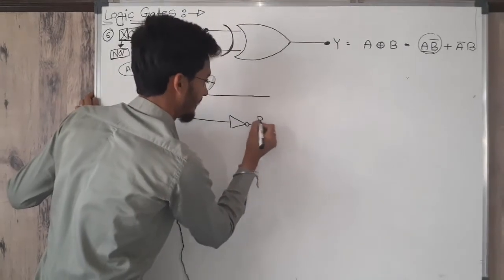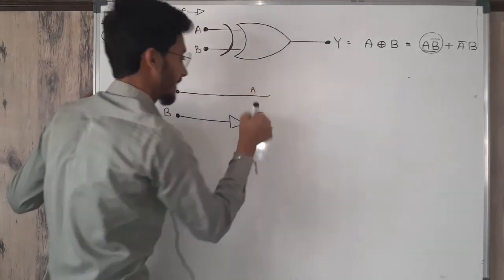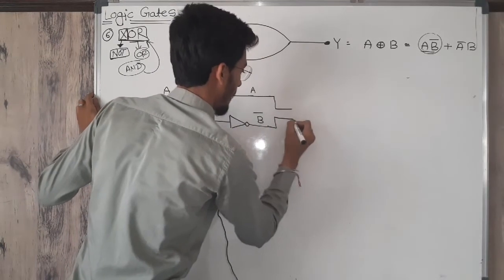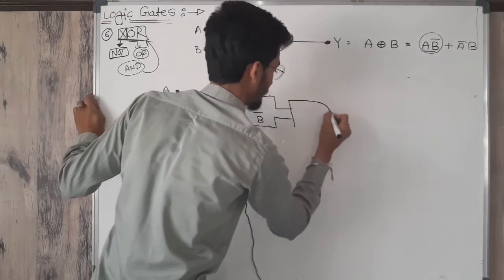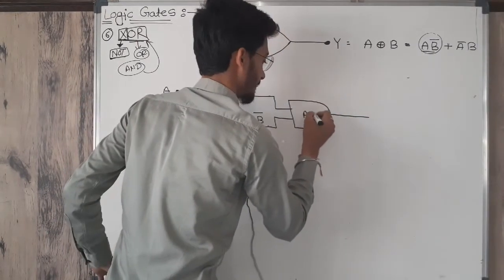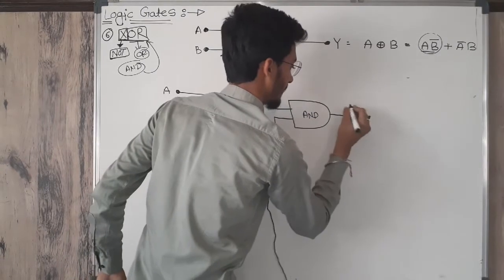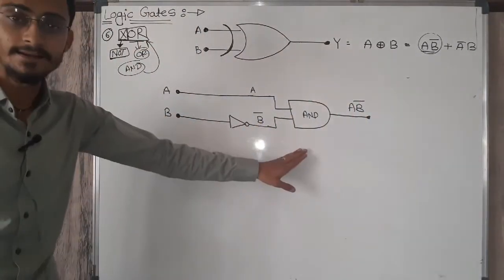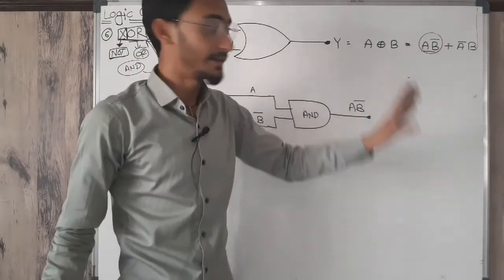Then the output: there are the B bar and the A, and both are used in an AND gate. Then the output is like this, AB bar. Very simple. So we get AB bar.